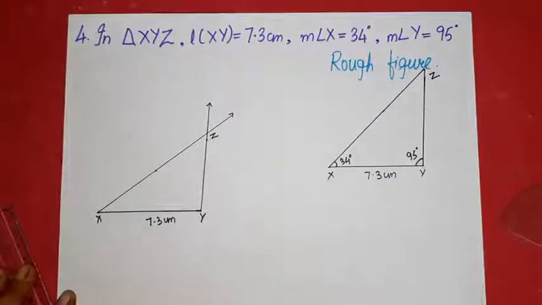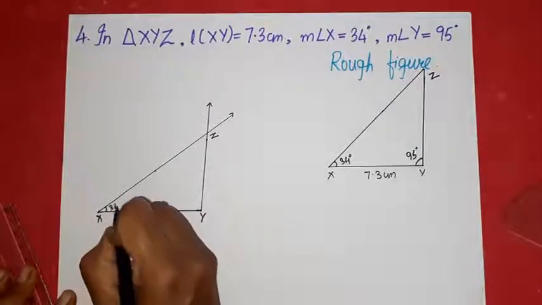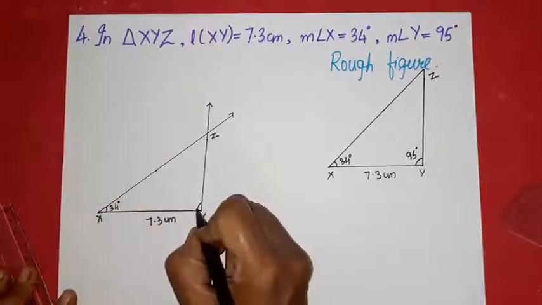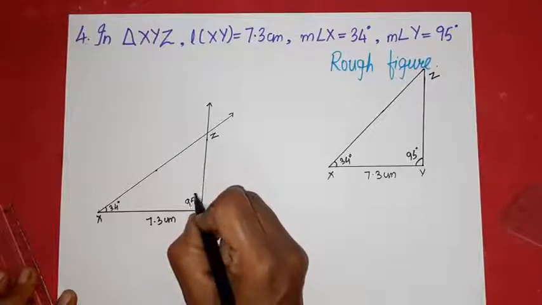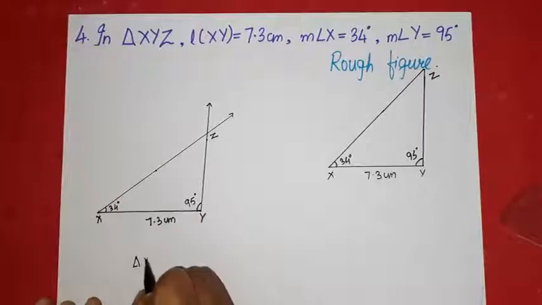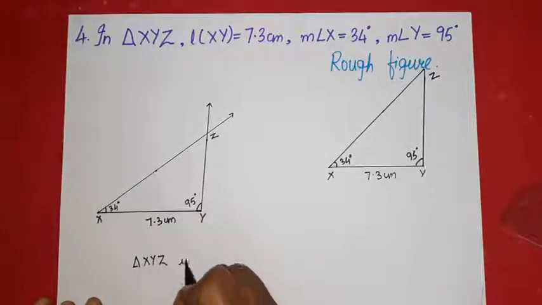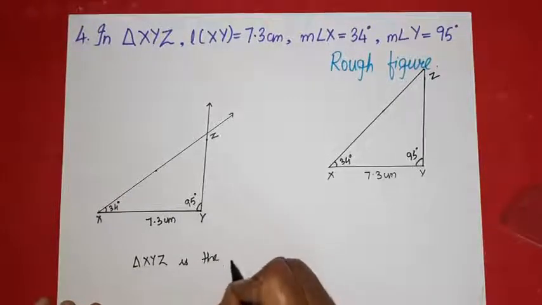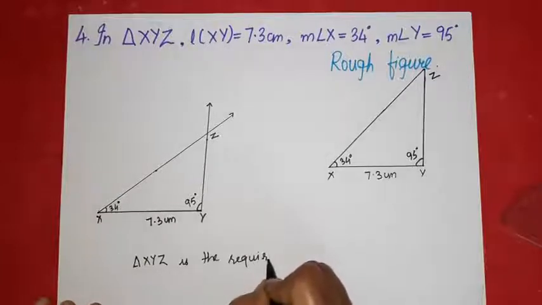Write the measures of angle X and angle Y. Angle X is 34 degrees. Angle Y is 95 degrees. Now this is your required triangle XYZ. So we will write here: triangle XYZ is the required triangle.